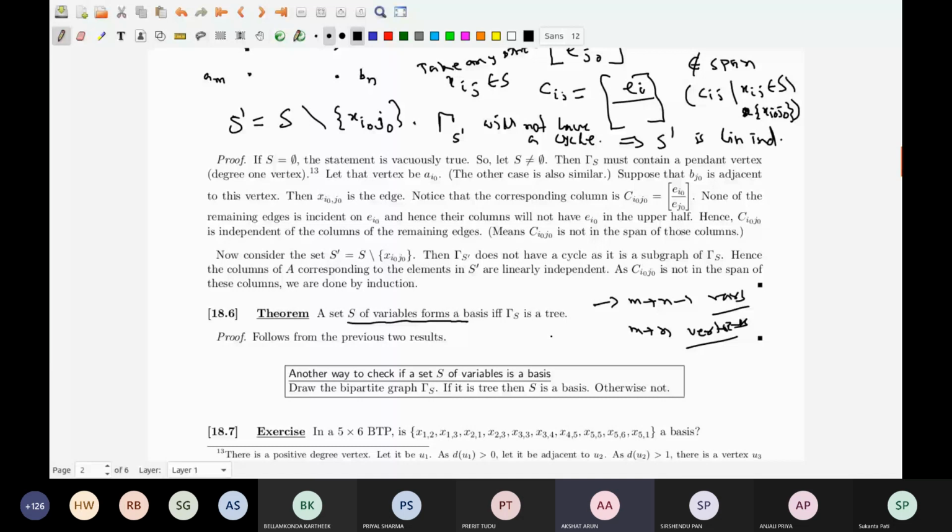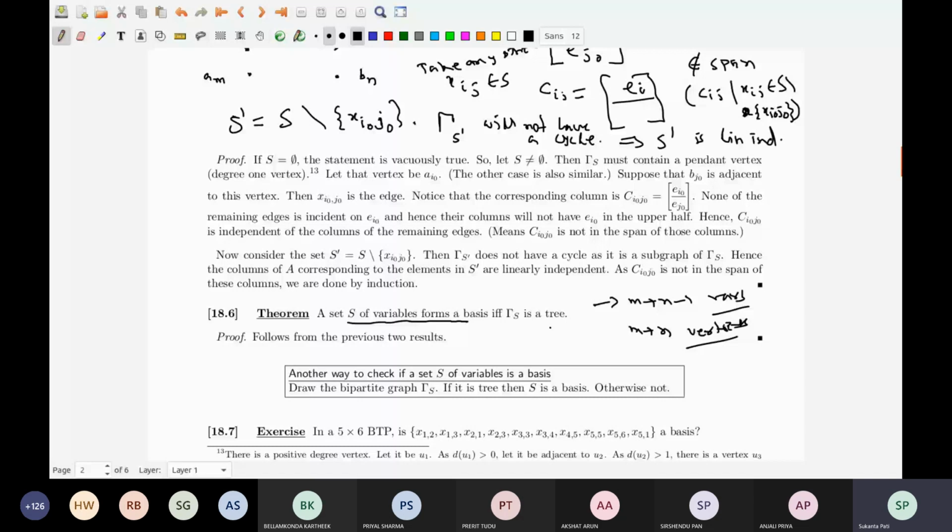If we just see that statement, then it's mathematically incorrect, no? No, because it is correct. A set S of variables forms a basis if and only if gamma S is a tree. Suppose it forms a basis. The second, if gamma S is a tree, then that implies m plus n minus 1 edges. And basis also implies m plus n minus 1 variables. Yes, thank you. Okay, no problem. Everybody, please ask this type of doubts. I will be very happy.